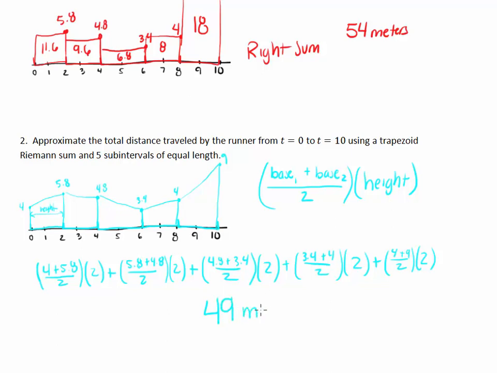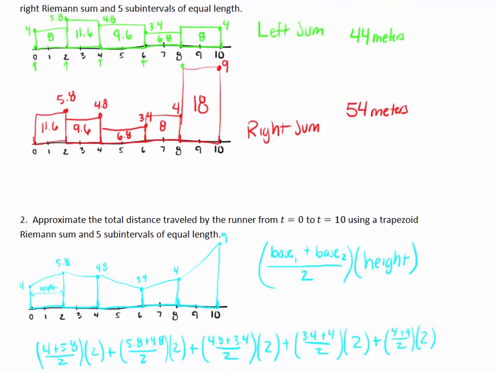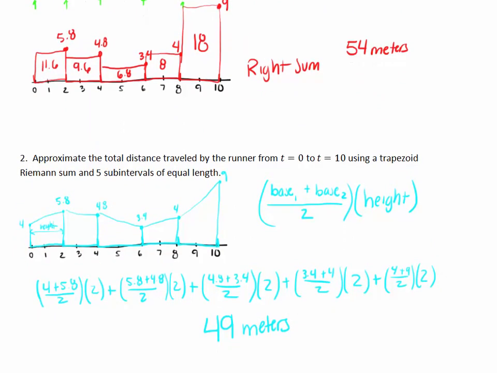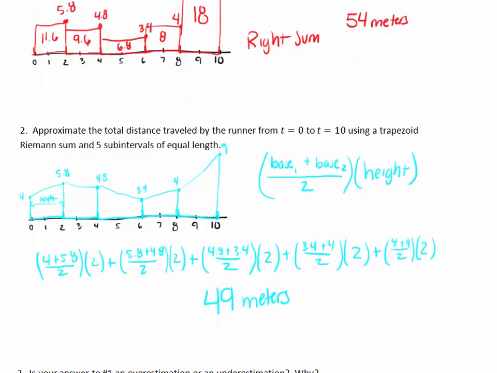49 meters. So a little bit, I guess right in the middle of our other ones. Our left sum was 44, our right sum was 54, so right in the middle of those two.